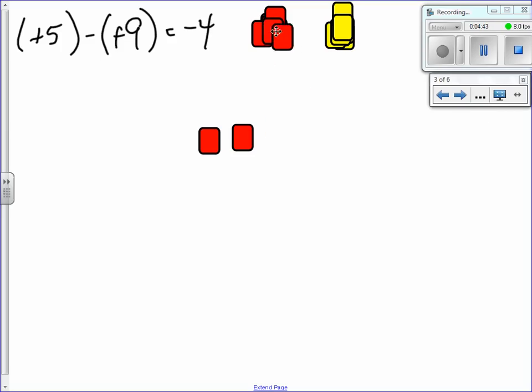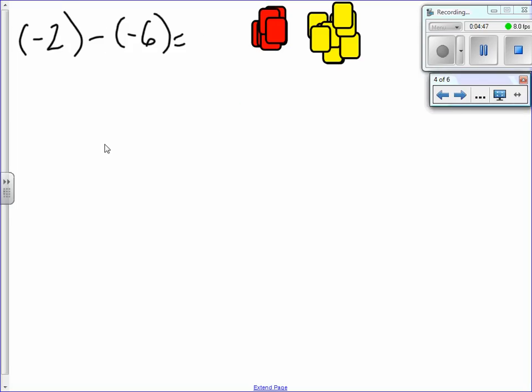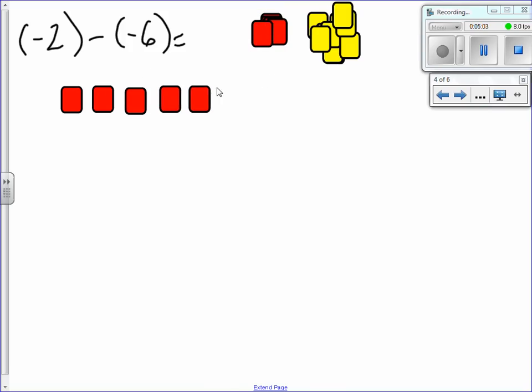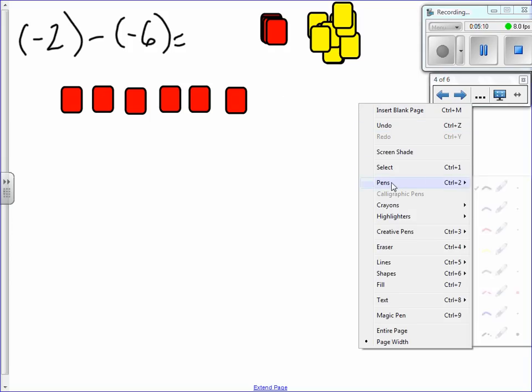So I'm going to put them all the way back here. And I'm going to start off with another one, which is -2 minus -6. All right, so I'm starting out with my -2, 1 and 2. But I have to have -6 here in order to take it away. So I'm going to add 4 more to get me up to the six negative numbers that I need. 1, 2, 3, 4, 5, 6. This is negative 6. Okay, you with me so far?